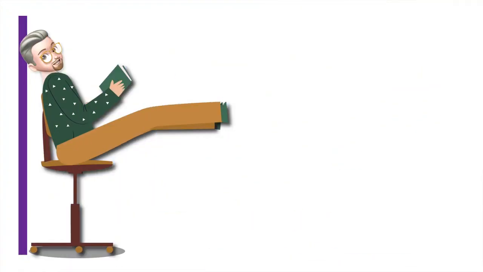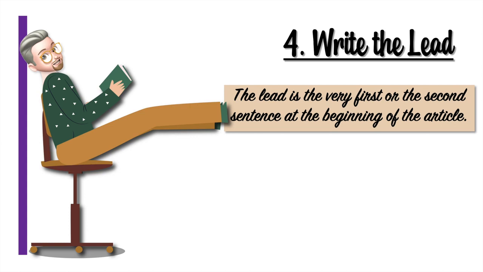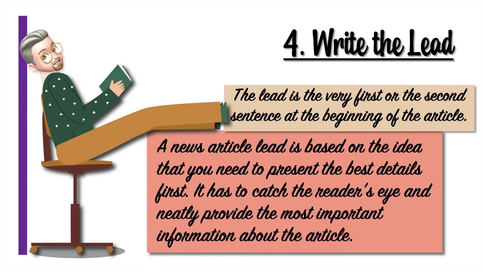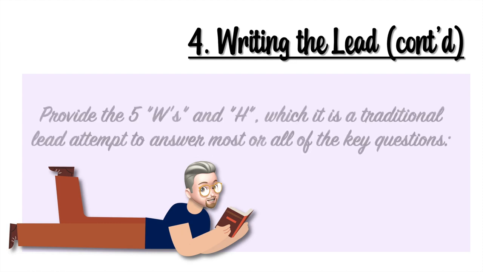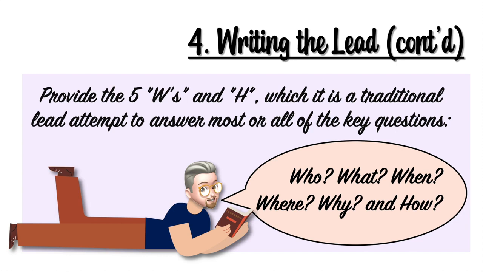So the next step is how to write a lead. The lead is the very first or the second sentence at the beginning of the article. A news article lead is based on the idea that you need to present the best details first. It has to catch the reader's eye and neatly provide the most important information about the article. In the lead, you need to provide the 5 W's and H, which is a traditional lead attempt to answer most or all of the key questions. Who, what, when, where, why, and how.